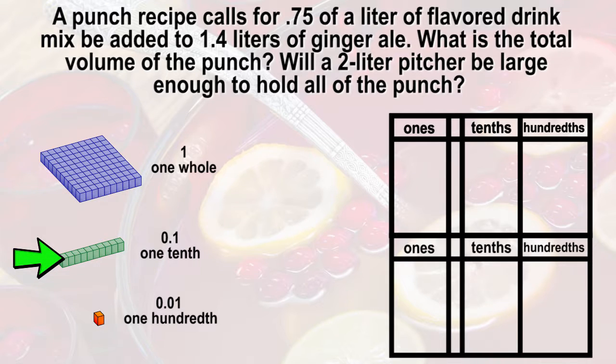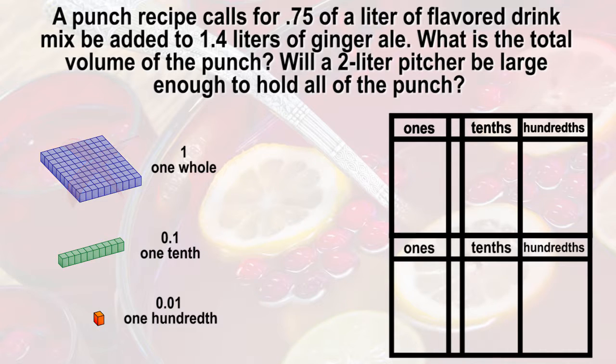Then the rod would be 1/10 of the whole, or written as 0.1. And the cube would be 1/100th of the whole, or written 0.01.